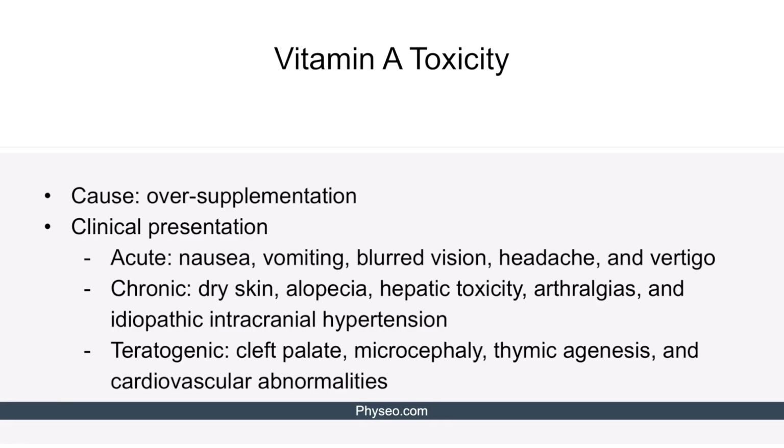Let's continue with vitamin A toxicity. The most important cause for this condition is oversupplementation. The clinical features of vitamin A toxicity can be divided into 3 categories: acute, chronic, and teratogenic. Acute toxicity presents with nausea, vomiting, blurred vision, headache, and vertigo. In chronic toxicity, patients present with dry skin, alopecia, hepatic toxicity evidenced by elevated ALT and AST, as well as arthralgias and idiopathic intracranial hypertension.